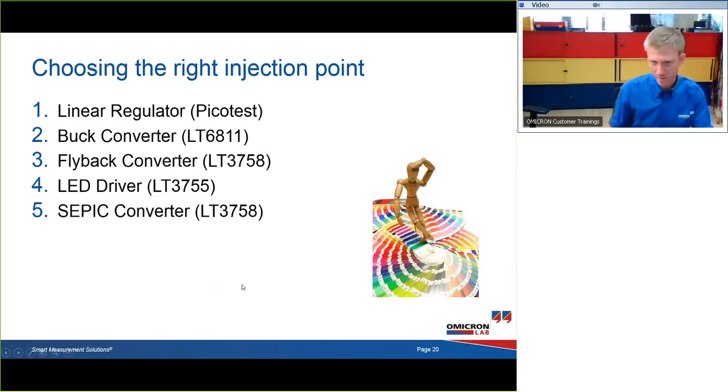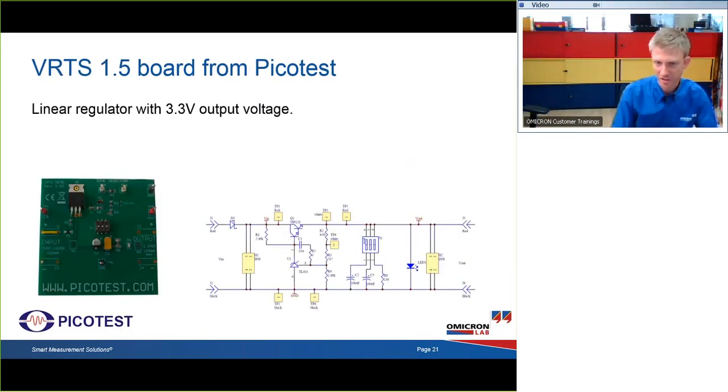I have prepared five examples that are a linear regulator, a buck converter, a flyback converter, an LED driver, and a SEPIC converter. And the linear regulator, that's a VRTS board from Picotest. So it's a demonstration board. VRTS stands for voltage regulator test standard. And on the schematic, you can see that there is a Darlington transistor, that's the power device, the linear, and then the TL431, that's the controller, and we have a feedback divider formed by R3 and R4 here to set the output voltage, and there is already an R2 in place. That's the injection resistor where we can inject the signal into the loop and measure the loop gain.